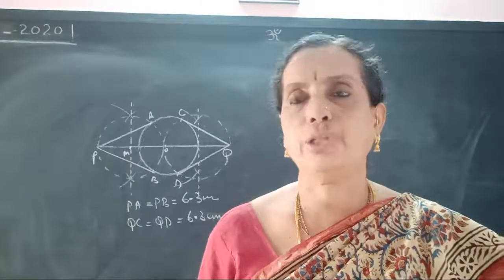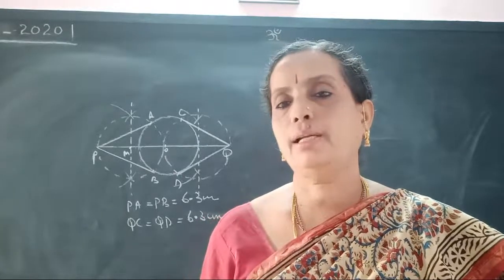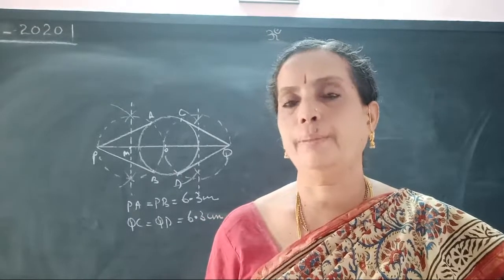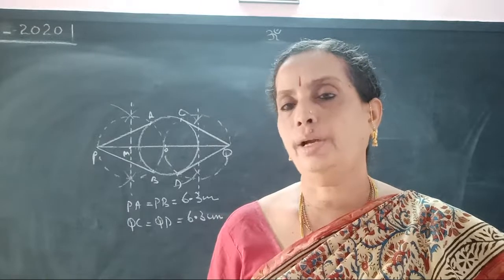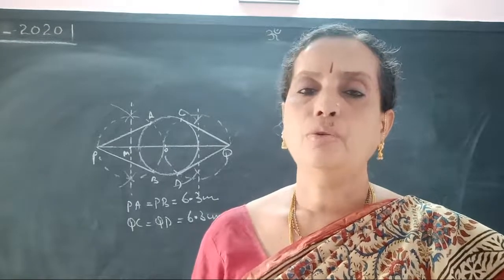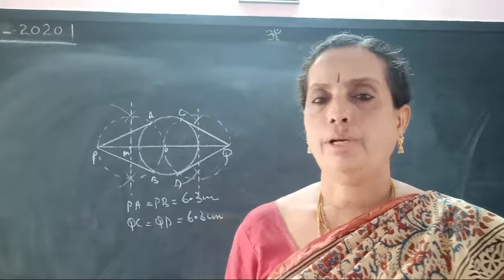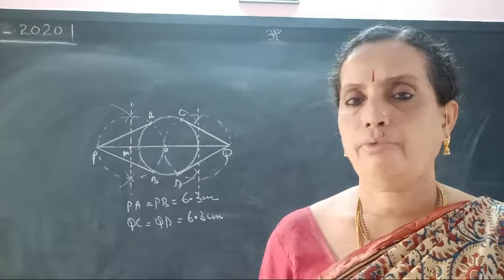Please do the correction. Question number 12: you should construct 135 degrees at the center. How to do 135 degrees? Between 120 and 150 you have to bisect it, or you can make use of the protractor for the correct angle.